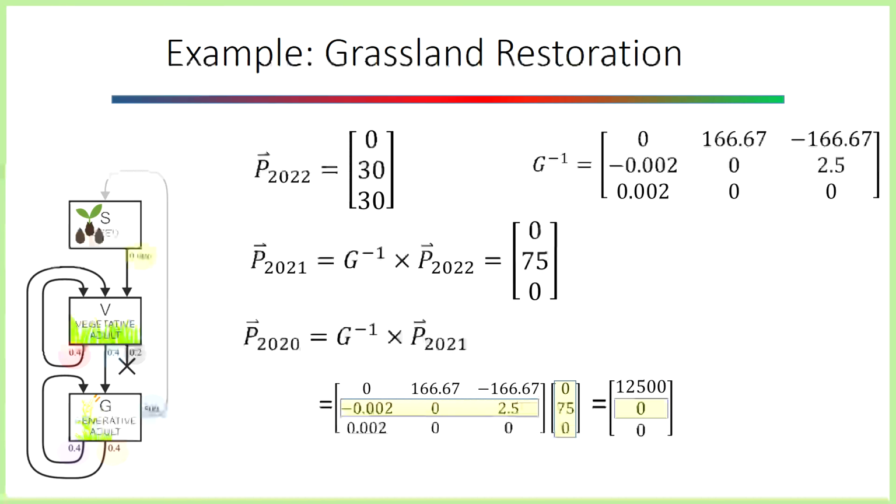Our second element is equal to negative 0.002 times 0 plus 0 times 75 plus 2.5 times 0, so that is equal to 0. And our last element is 0.002 times 0 plus 0 times 75 plus 0 times 0, so that is equal to 0 as well. So this tells us that our population structure for the year 2020 was 12,500 seedlings and no adults. That checks out with what we initially planned in Toolbox 2.3.